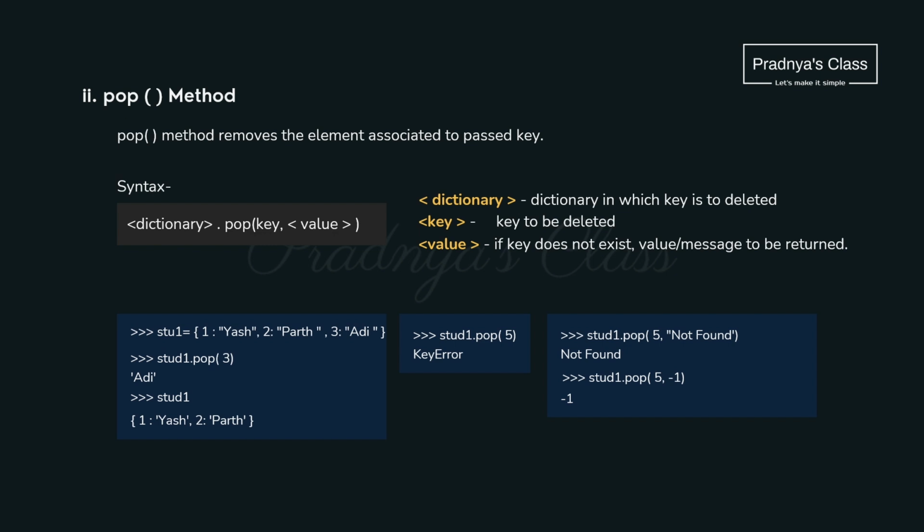The second option to delete an element from the dictionary is pop method. Pop method also we have discussed in case of list, but here the syntax is different.